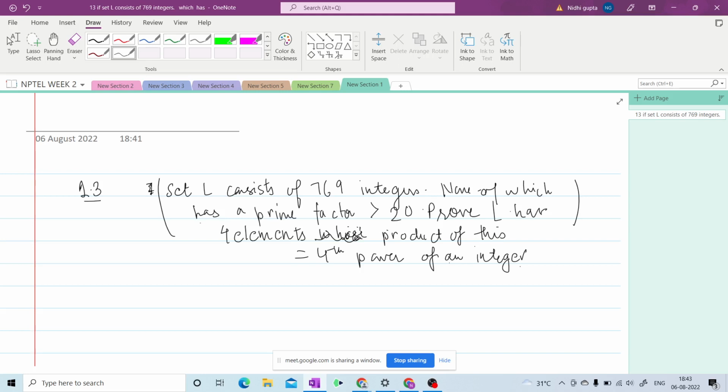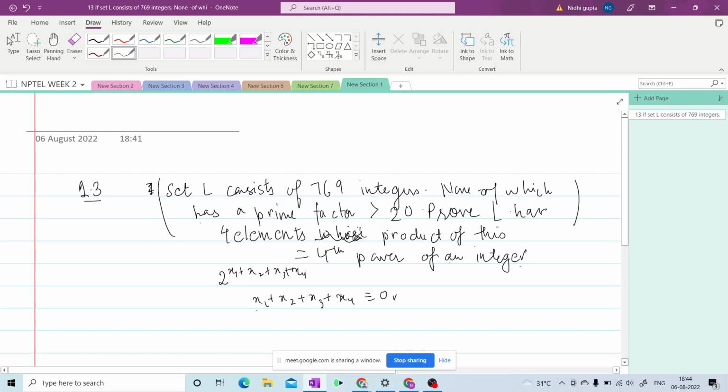I'm just telling you one thing, you might consider it. If I took any prime power, let's say 2, any member of this family, if I write 2 raised to the power x1 plus x2 plus x3 plus x4, the product of any of the four, then x1 plus x2 plus x3 plus x4 has to be a multiple of 4, basically 0 mod 4.